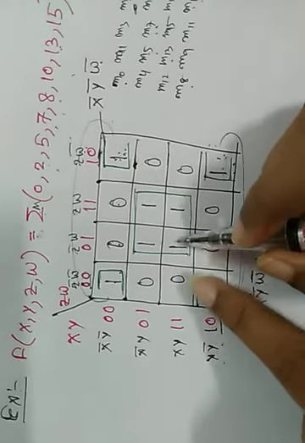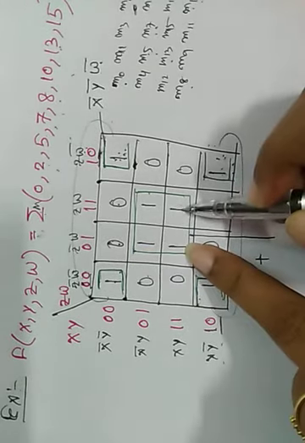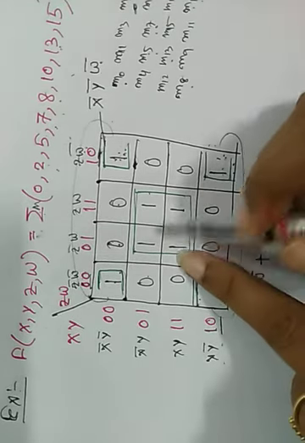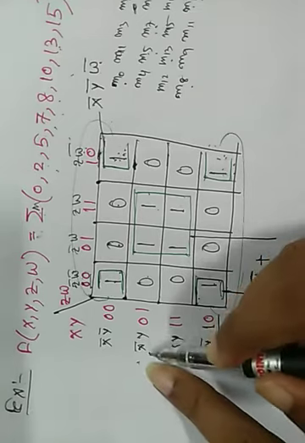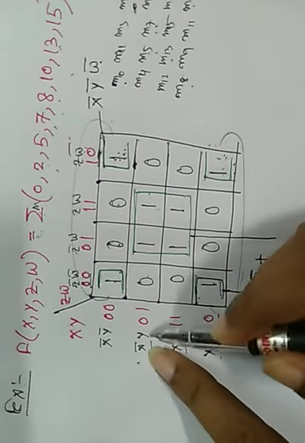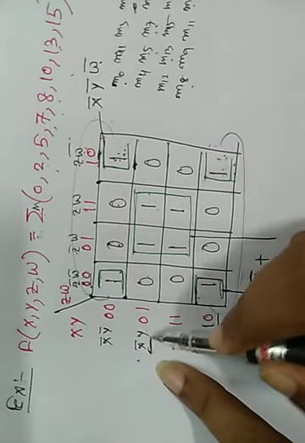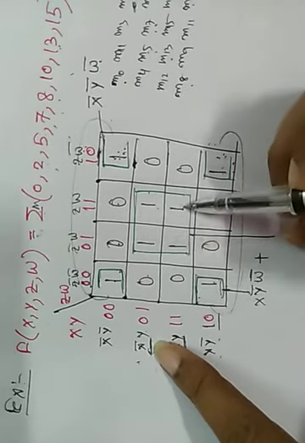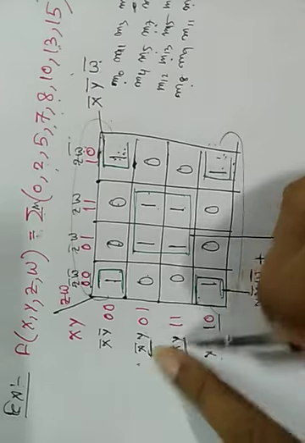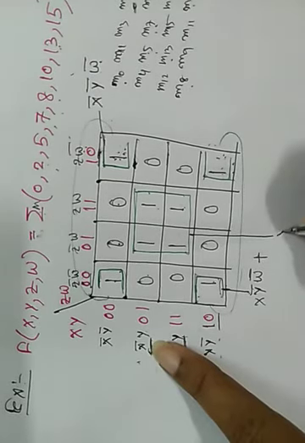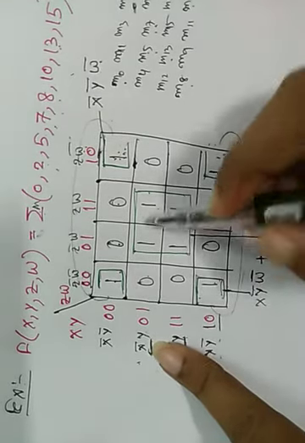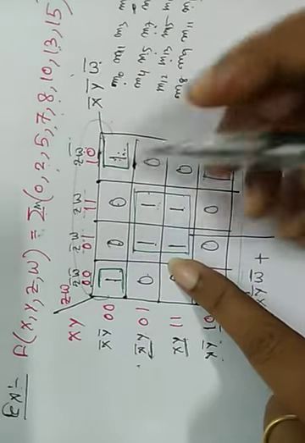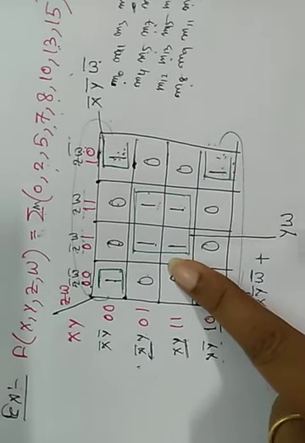For the group of four ones, you can see there are two horizontal rows and two vertical rows. For these two horizontal rows, which variable is common? Y is common in these two horizontal rows, as they are in between this group, so y is taken. For the vertical values, this one and this one, which is common? W is common, so w is taken.